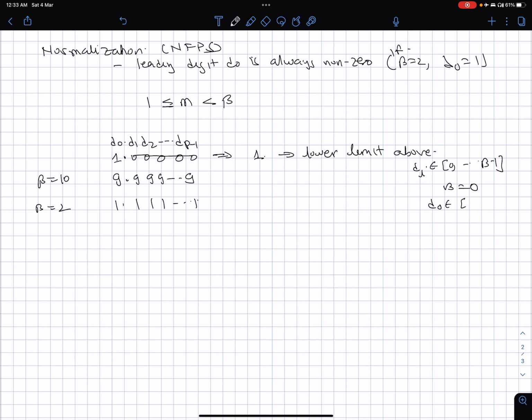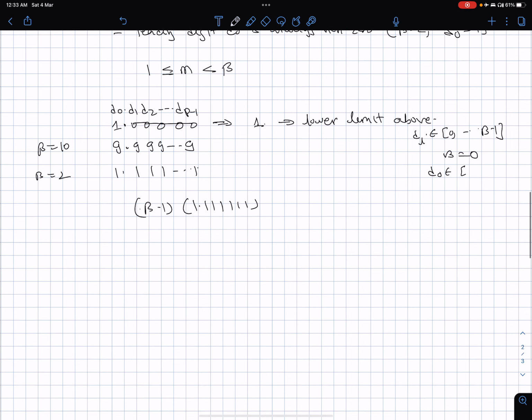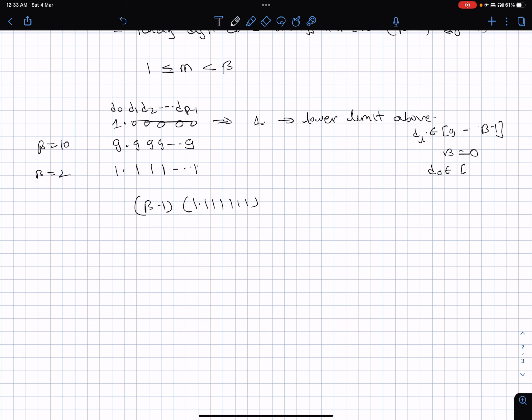Range from beta minus 1. So if you actually sum all these numbers together, what is it that you are going to get? Beta minus 1 into 1.11111, taking that largest number on the base of beta. So this is beta minus 1 into 1 plus 1 by beta plus 1 by beta square up to 1 by beta p minus 1.